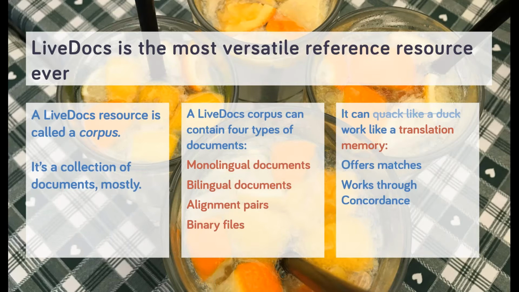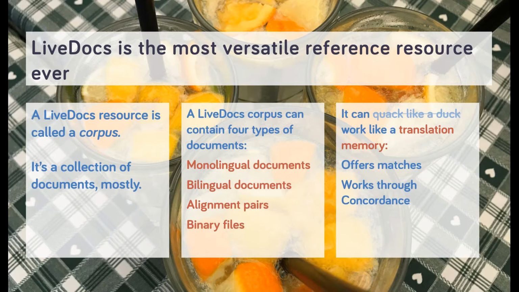One LiveDocs resource is called a corpus. Why? Because in linguistics, a corpus is a collection of text, all kinds of text. And there's one requirement for a corpus in computational linguistics: it has to be electronic, processable with a computer. In other words, I can say that a LiveDocs corpus is a collection of documents, but it's not as simple as that.